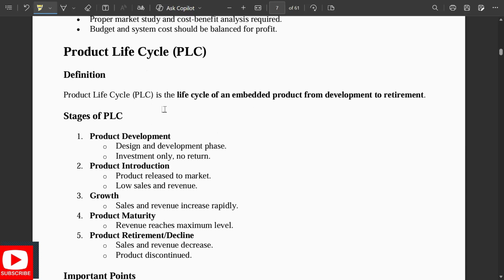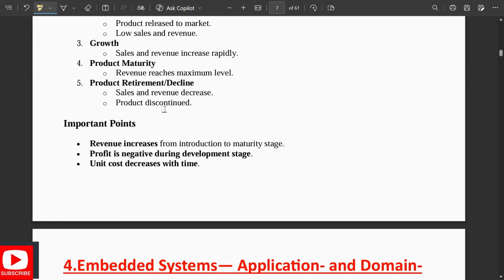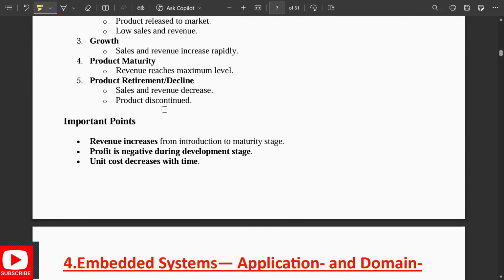The budget and system cost should be balanced for profit. The product life cycle is the life cycle of an embedded system product from development to retirement. What are the stages it passes through? First, the product is developed, that is the design and development phase, where investment is done with no returns. Next, the product is introduced, released to the market, with low sales and revenue. Growth: the sales and revenue increase rapidly. Then product maturity, where the revenue reaches its maximum level. Then product retirement, where the sales and revenue decrease and the product is discontinued. So revenue increases from introduction to the maturity stage.